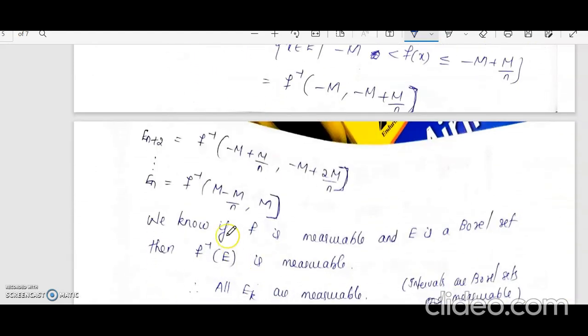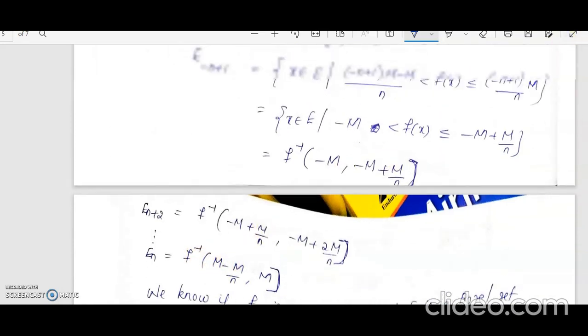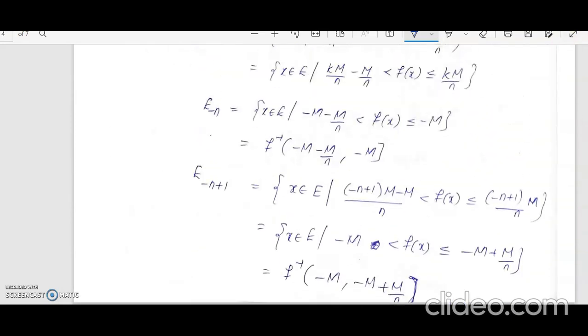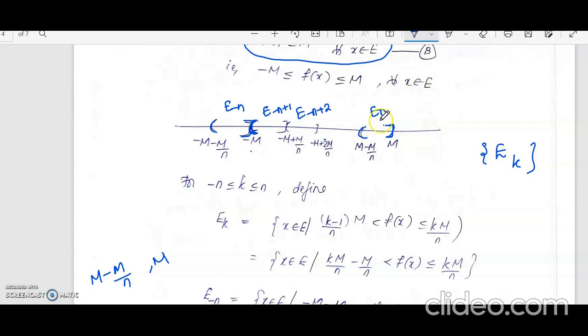So En, you can see that by the definition, En is (n-1)m/n to, here when the value of k is n we get m. So that is (n-1)m/n to m. So this will be the interval En.